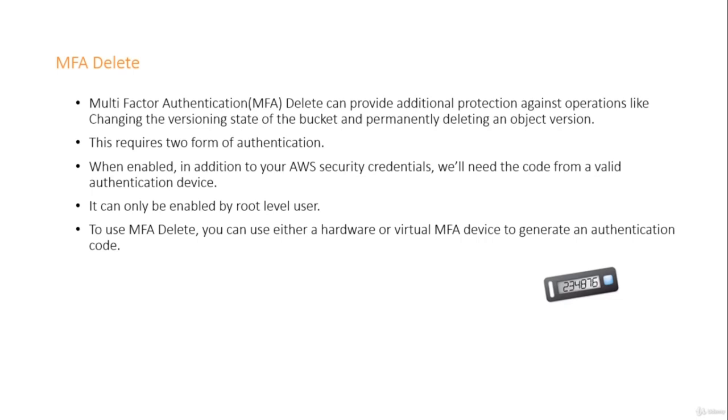MFA delete. MFA delete is a multi-factor authentication delete that provides an extra layer of protection to ensure that S3 objects cannot be accidentally or intentionally deleted by the AWS users who have access to the buckets. MFA delete requires two forms of authentication: your security credentials, and the concatenation of a valid serial number, a space, and the 6-digit code displayed on an approved authentication device. To use MFA delete, we can use either a hardware or virtual MFA device to generate an authentication code. Here is an example which shows a generated authentication code displayed on a hardware device.